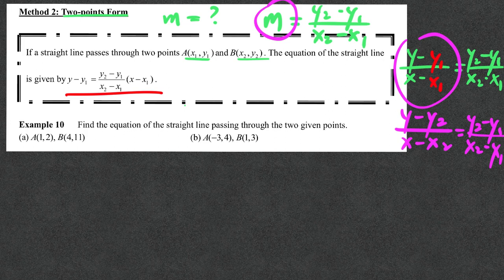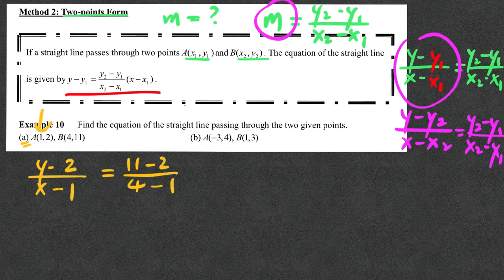Finally, we also have an example to demonstrate how we apply the formula. Let's take part A as an example. In order to find this equation, you should have y minus over x minus, and you should pick 1 point in the formula. For example, I pick point A this time because it's just 1, 2. The numbers are very simple. And as a result, you have y minus 2 over x minus 1 equal to 11 minus 2 over 4 minus 1.